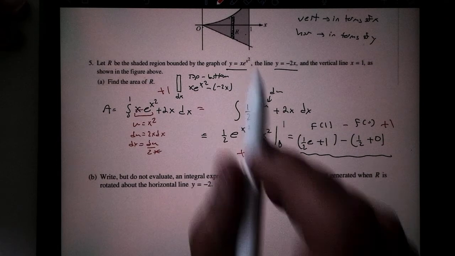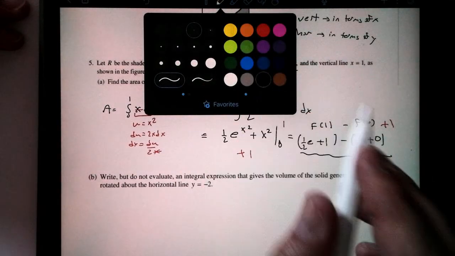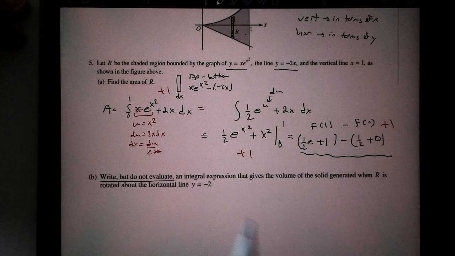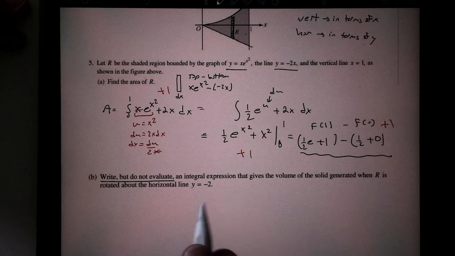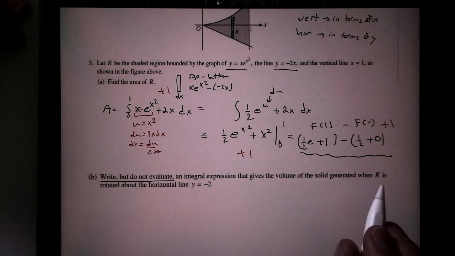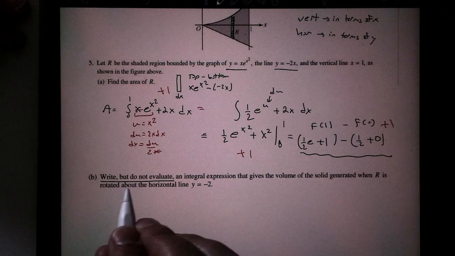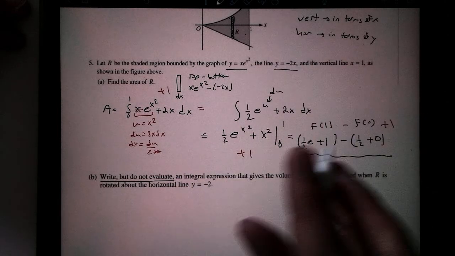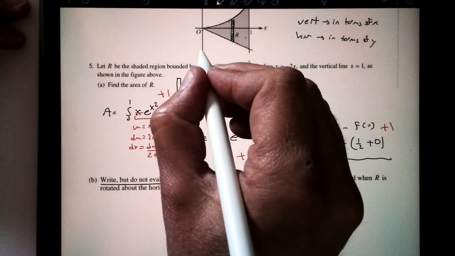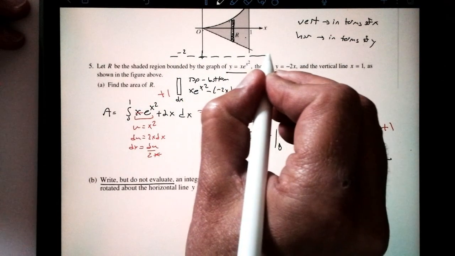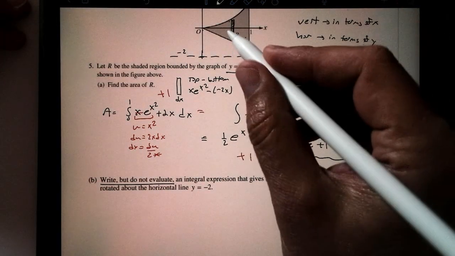All right, now for part B, this is where it gets a little bit more fun for us. Write, but do not evaluate. My favorite phrase in all of mathematics, do not evaluate. An integral expression that gives a volume when the region is rotated around the horizontal line y equals negative 2. So down here is the line y equals negative 2. And we're going to revolve this around it.